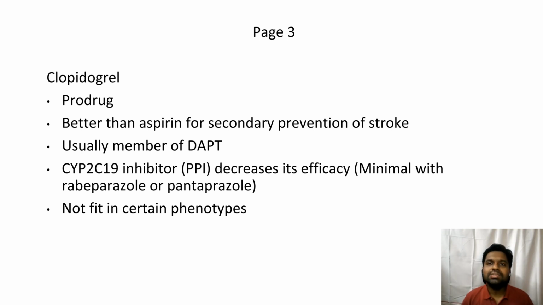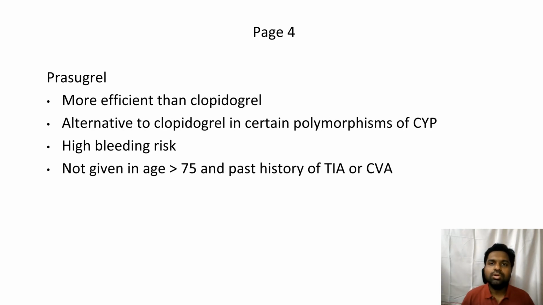But among the PPIs, the better ones are rabeprazole and pantoprazole. They do not decrease the efficacy of clopidogrel like other PPIs. Still saying that in certain phenotypes of CYP2C19, we do not prefer clopidogrel and we try to use other antiplatelets. Prasugrel is more efficient than clopidogrel, yet it got bleeding risk more than clopidogrel.